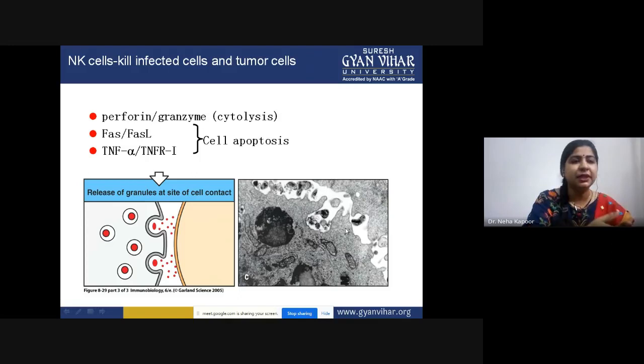In case of natural killer cells, they affect virus infected cells and tumor cells, because they produce some enzymes, perforin and granzyme enzymes, that bring about cytolysis. They have Fas ligands on their surface, and Fas receptors. Because of that, cell apoptosis is triggered. They also release certain cytokines, for example, TNF alpha, TNF receptor 1. So, because of that, cell apoptosis is triggered.